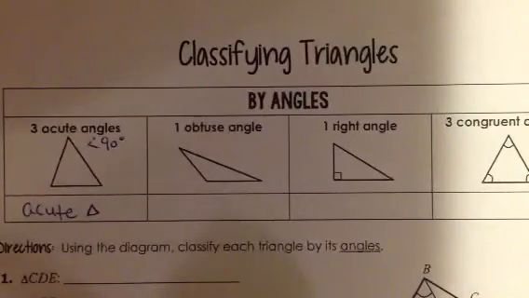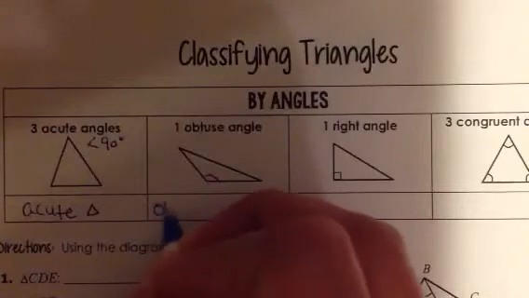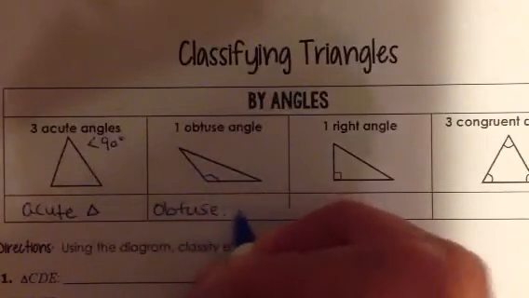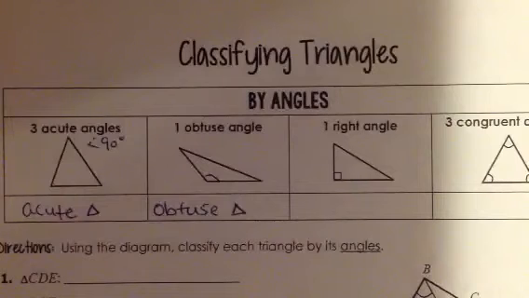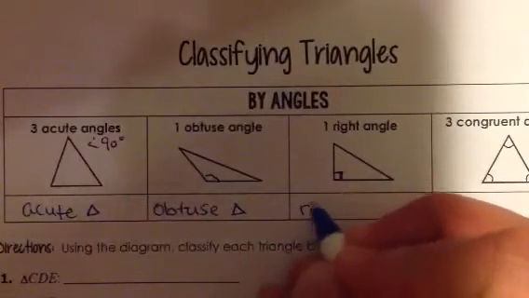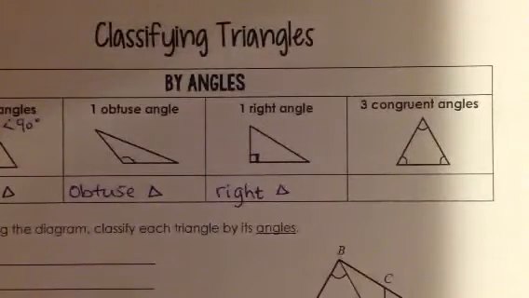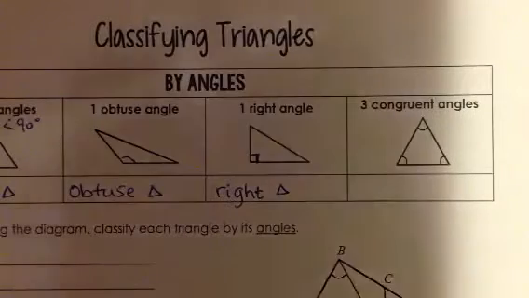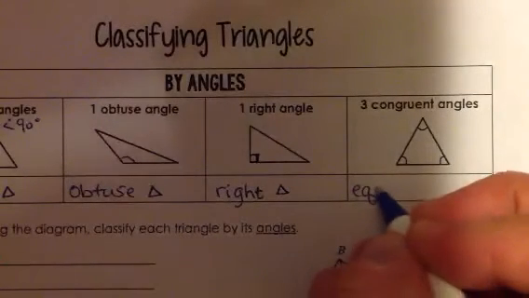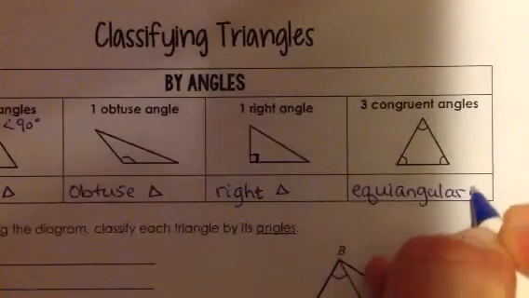If a triangle has 1 obtuse angle, just one right here, we call that an obtuse triangle. The way we notice that something is a right triangle is if it has 1 right angle. Notice it has the box in the corner, so we call that a right triangle. And the fourth type, which we don't usually do very often, if it has 3 congruent angles, it is called an equiangular triangle.